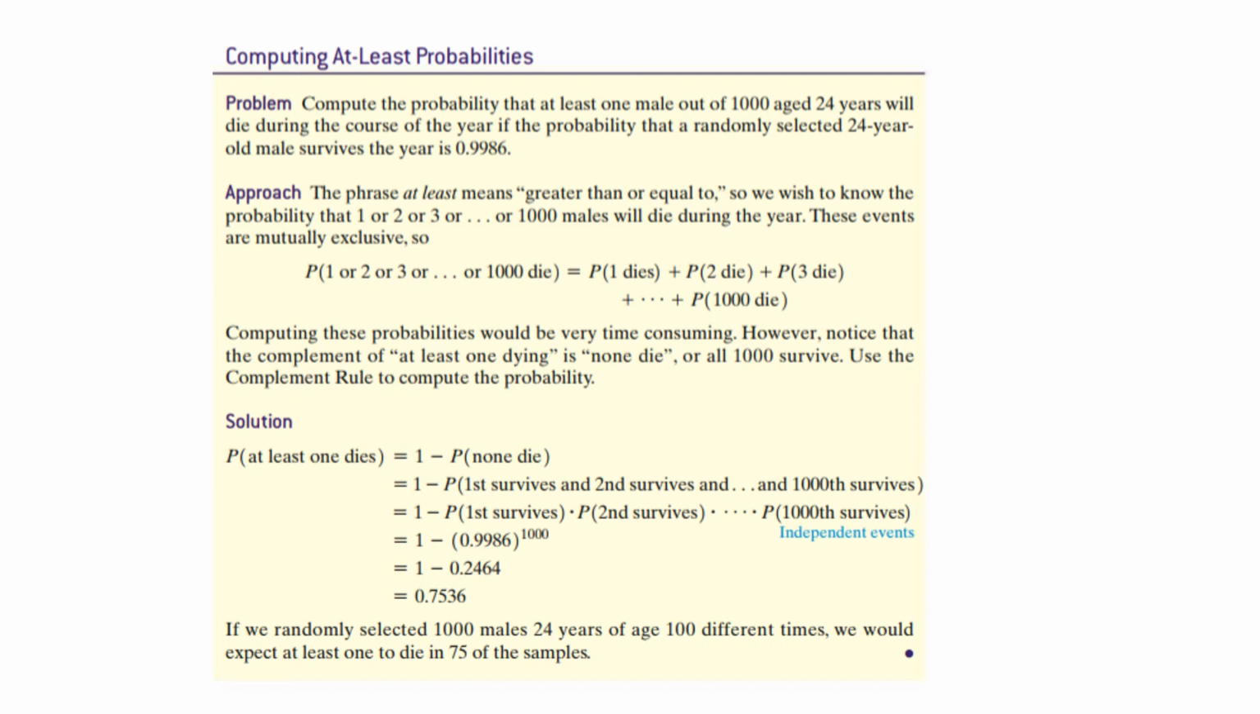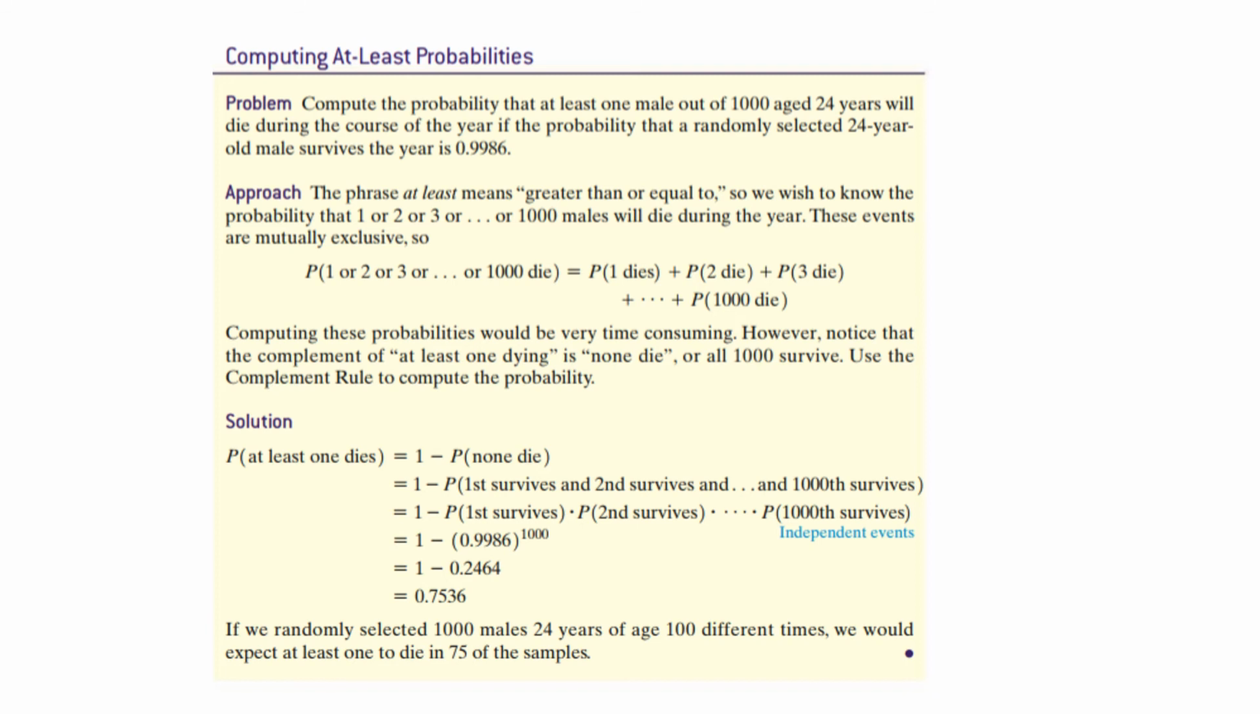Okay, so here is another problem, and we're now going to compute at least probabilities. So we want to compute the probability that at least one male out of 1,000 aged 24 years will die during the course of the year, if the probability that a randomly selected 24-year-old male survives is this.